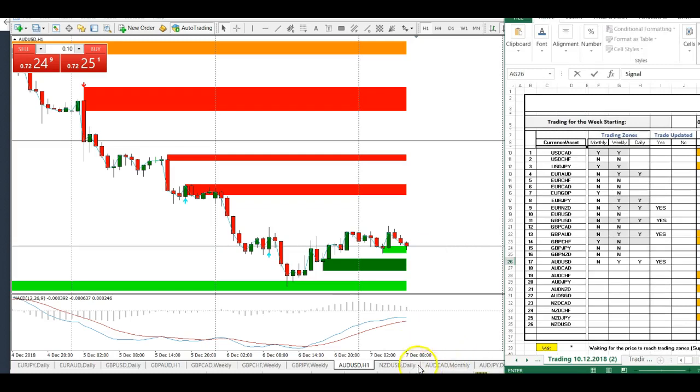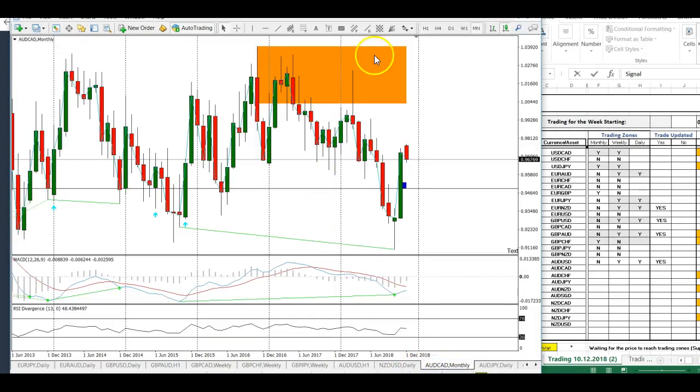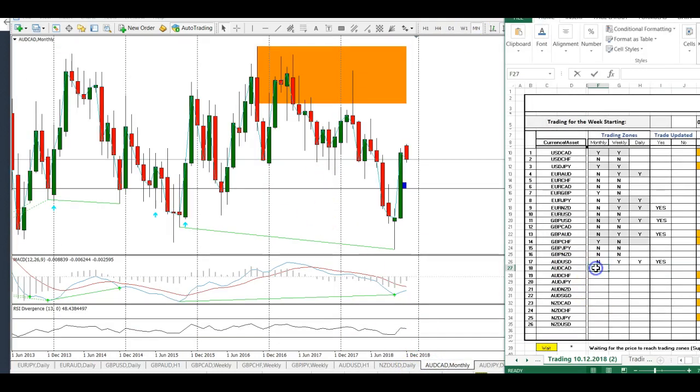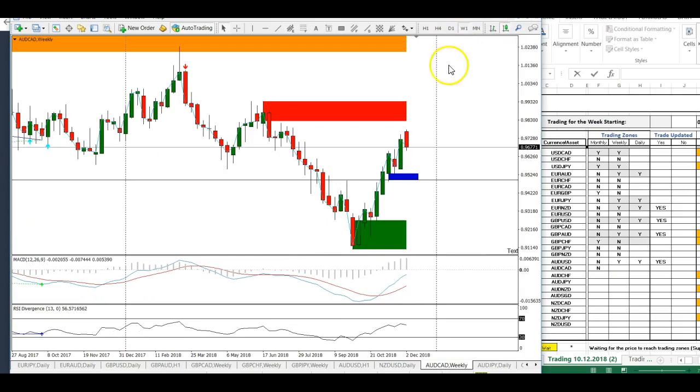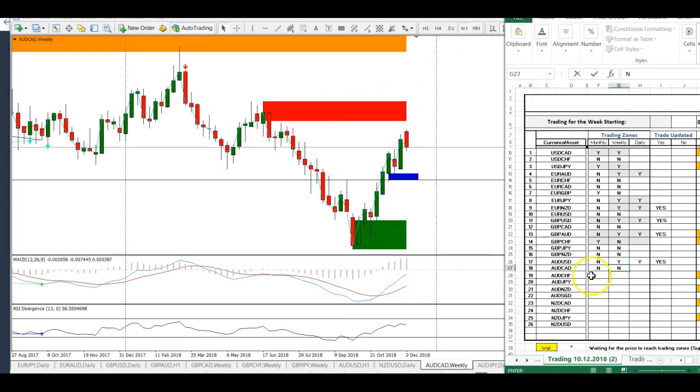Aussie CAD. Okay, Aussie CAD. Were we at a monthly? No. Weekly? No. No trade. Okay. Aussie Swiss franc, it's not one I trade.